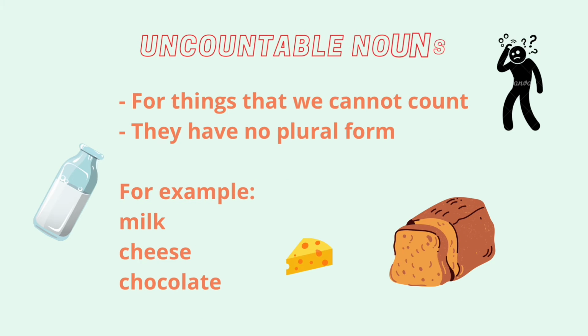On the other hand, we use uncountable nouns for things that we cannot count. They don't have plural form. For example, milk, cheese, and chocolate.